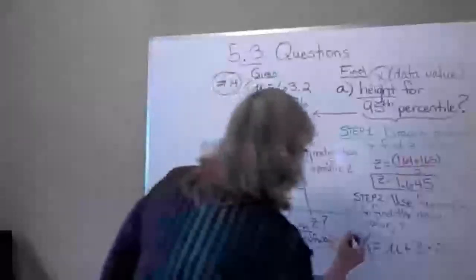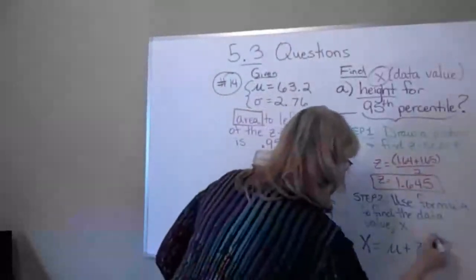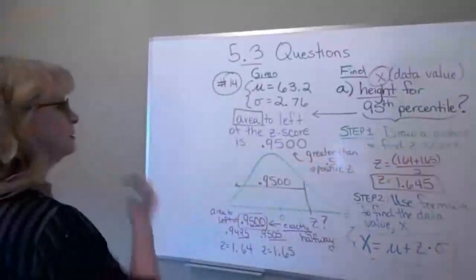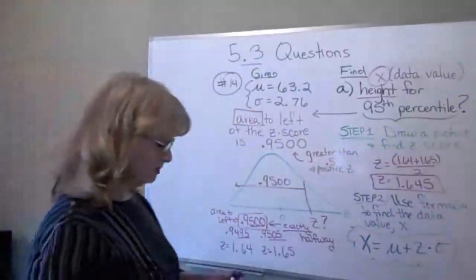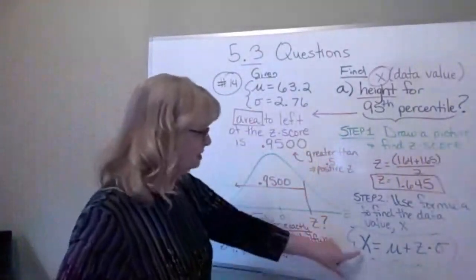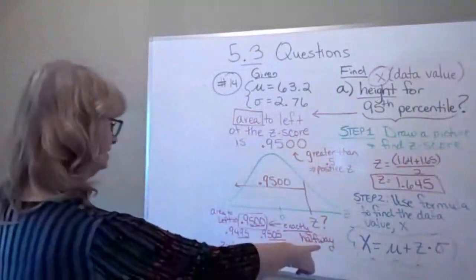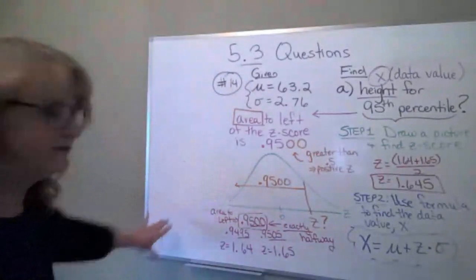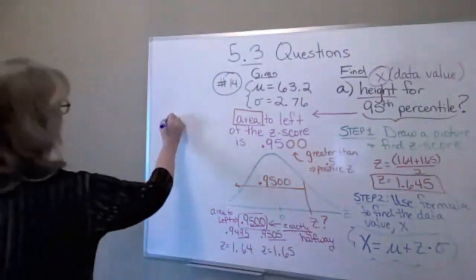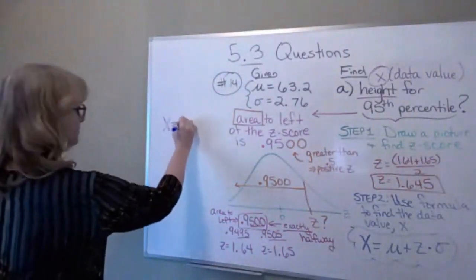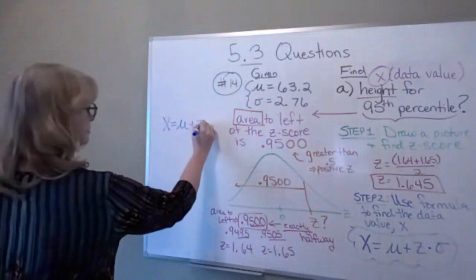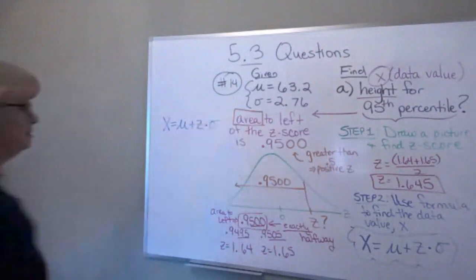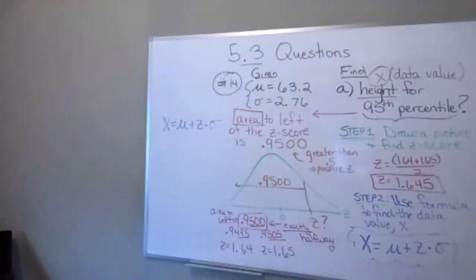And I just wrote the formula down here. So after I find the z-score, I'm going to use this formula right there. So I'm going to come over here to the left where I have some space, and I'm going to use this formula to find the data value that they were asking for.